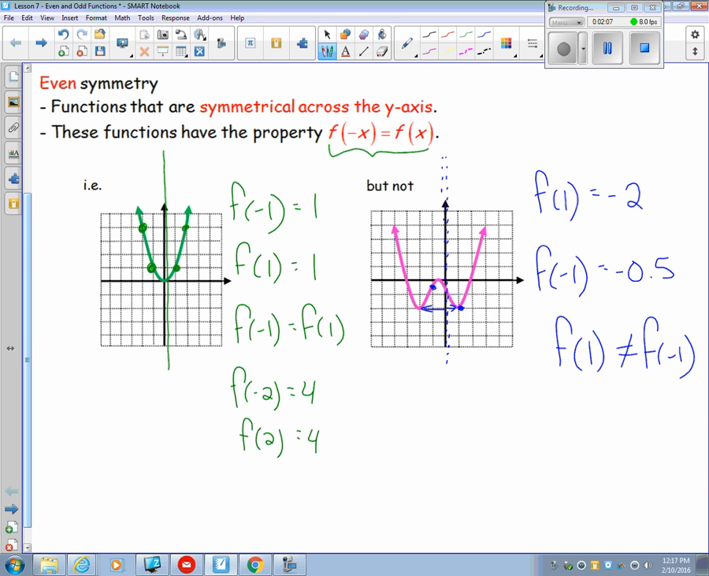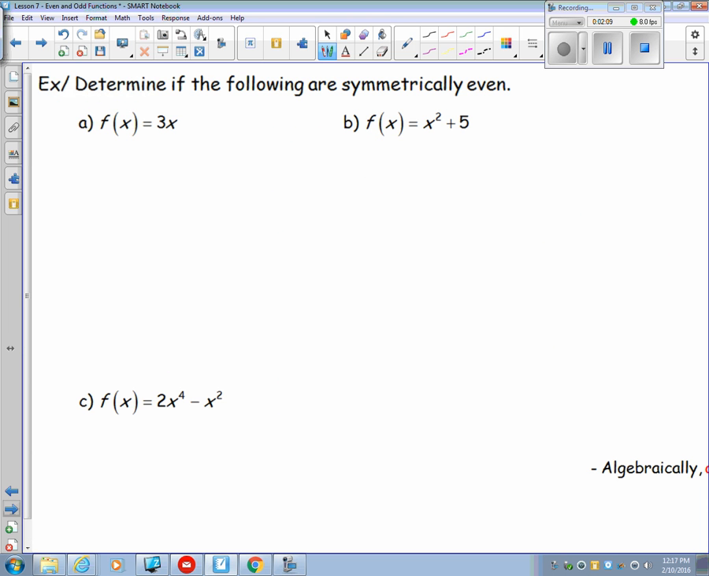So we can look at pictures and figure this out. We can look at points and figure this out. We can look at equations and figure this out. So I want to know if these things are symmetrically even using some algebra. I need to prove that f at x is the same thing as f at negative x. Here's f at x right here. I need to calculate f at negative x. Based on function notation, I can do that by replacing every x that I see with a negative x. So if I take my original equation, 3x, we'll replace the x's with negative x's, and then simplify, I can check if this thing is even.